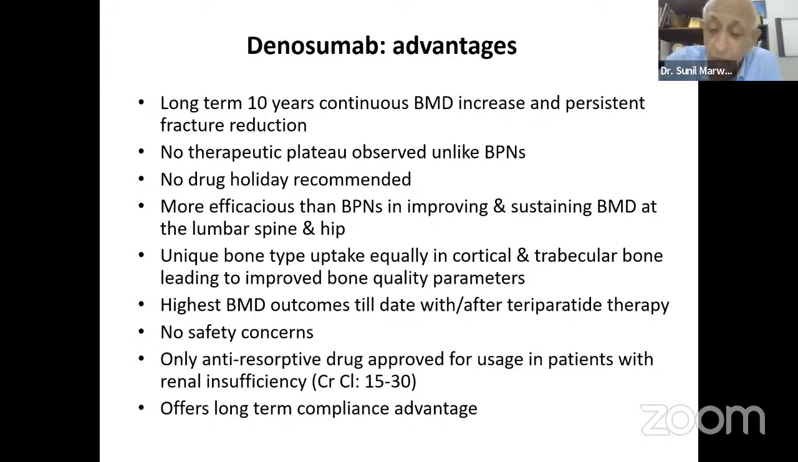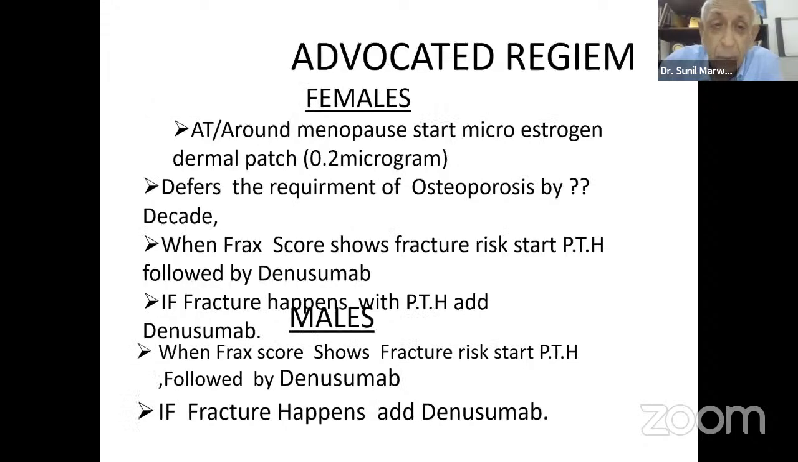If we keep them confused, we will be where we were. So the educated regime for denosumab is very clear in males and females. For us, when the FRAX score starts showing fracture risk, start PTH followed by denosumab lifelong. And if while you are building the bone with PTH, you have a fracture, add the denosumab right away. This has not changed. These studies were done a decade back and they have not changed, my friends.